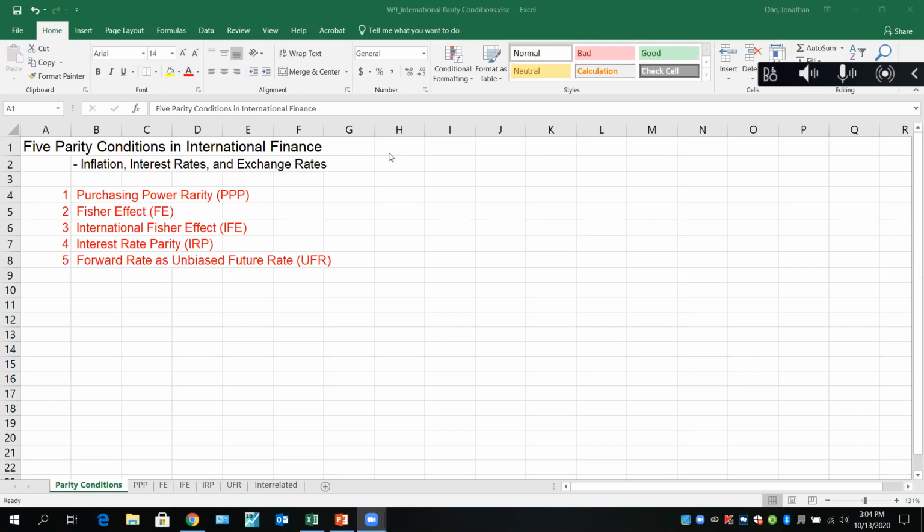So these five parity conditions include, first, purchasing power parity. That is related to inflation. And then the Fisher effect, that is about the interest rate and real interest rate. And then third, the international Fisher effect. This is about the exchange rate and the interest rate. Okay, interest rate parity, we did this one in chapter 7, but I think the right place for this one is here in this chapter. So I put it in here.